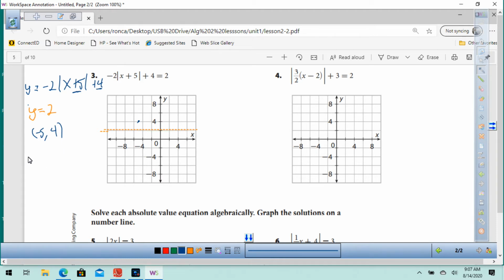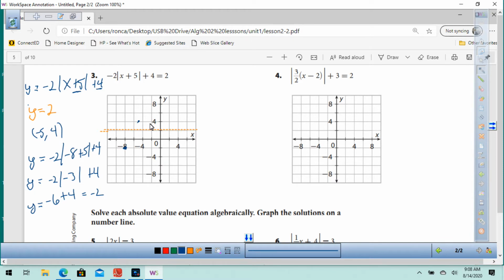Let's try -8. So we got y equals -2 times the absolute value of -8 plus 5, plus 4. Well, -8 plus 5 is -3. So we got y equals -2 times the absolute value of -3 and then plus 4. Well, the absolute value of -3 is 3. -2 times 3 is -6, plus 4, and that gives you negative 2. So let's find negative 2. We've got negative 8, and then negative 2 is going to be right there.